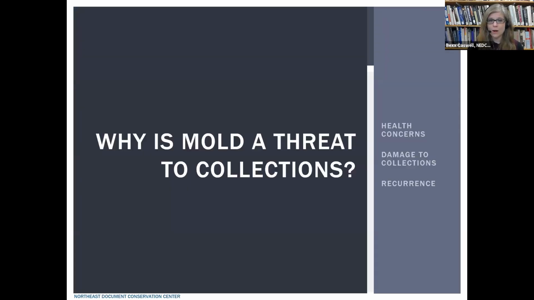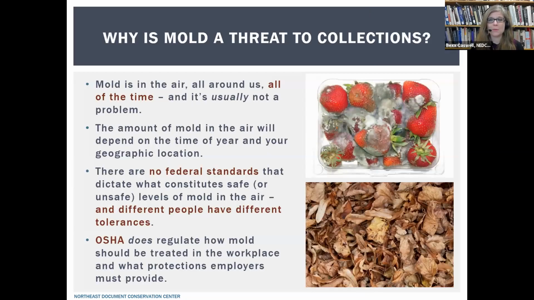All right, so why is mold a threat to our collections? Well, let me just preface this and say that mold is in the air all around us all the time, and it's usually not a problem. Sometimes I get a lot of questions from people who say, I think I might have mold, but I can't see it. What do I do? And it's like, well, you do have mold and you can't see it, because mold is everywhere all the time. I say that not to scare you, but just to let you know that we don't live in a sterile environment, and we don't actually want to live in a sterile environment.